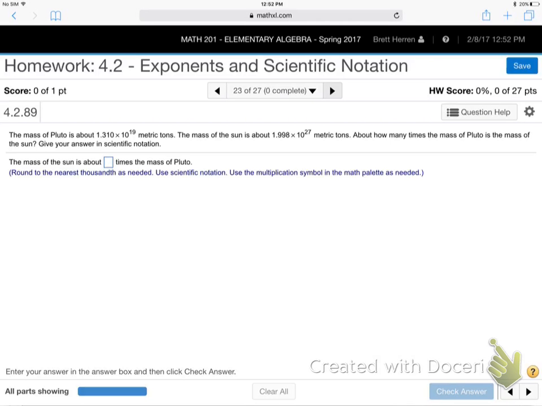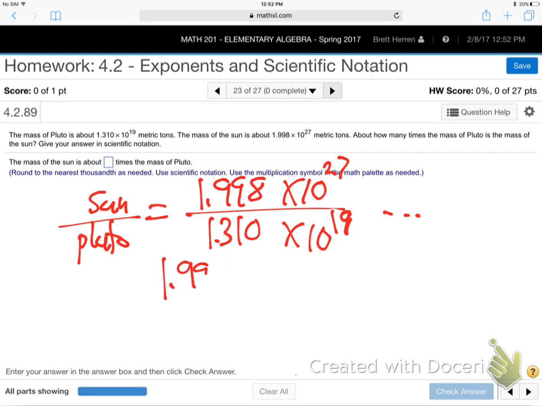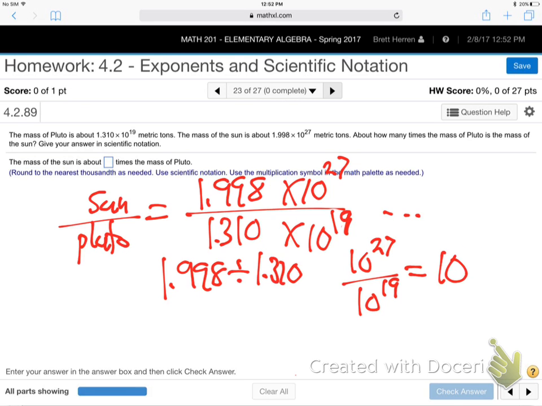So let's go to a fresh screen here. So I scribbled all over that one. Well, let's do it. So we got to take the sun number over the Pluto number. 1.998 times 10 to the 27 over 1.310 times 10 to the 19. You can do it just like we did the last one, right? Do the numbers in the front, do the powers separately, and that one will be good. You just divide in your calculator 1.998 divided by 1.310, and then 10 to the 27 over 10 to the 19. You subtract powers, right? Because those are vertical. That's going to be 8.